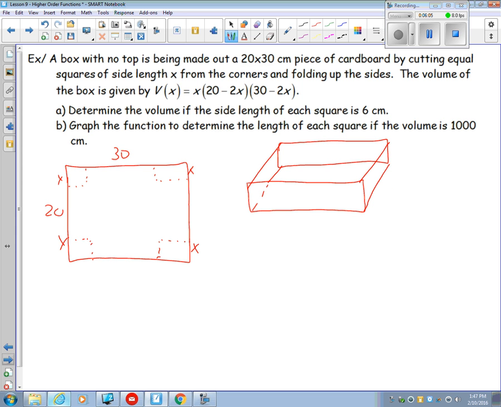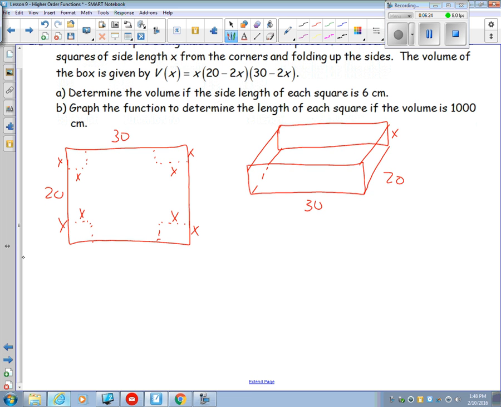Okay, and it's 20 by 30, and it's X tall, right? That's the piece you cut out. So these are X by X. And that's what's happening here. Don't stress too much about that. We're given an equation. Determine the volume if the side length of each square is 6 centimeters. So what could I figure out the volume with?